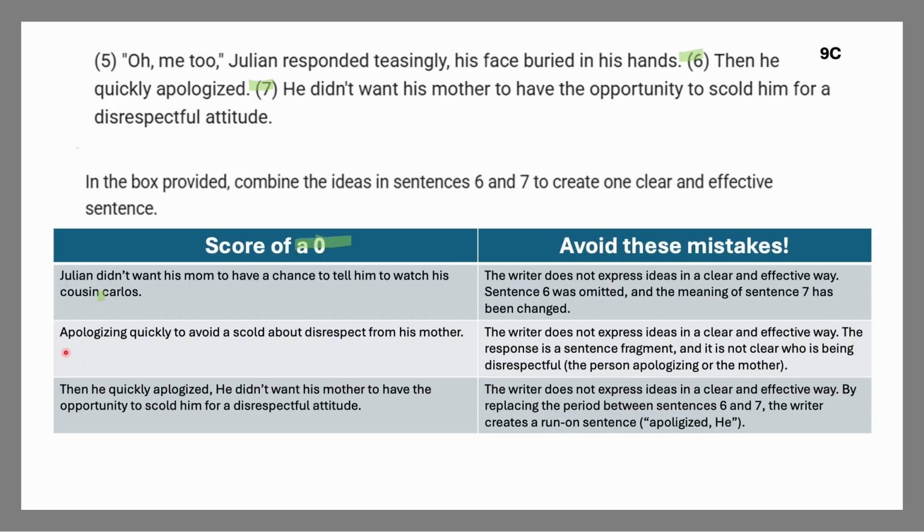Let's look at this next one. "Apologizing quickly to avoid a scold about disrespect from his mother."